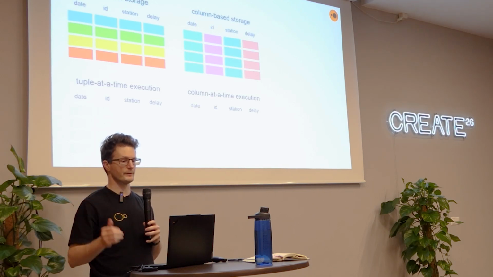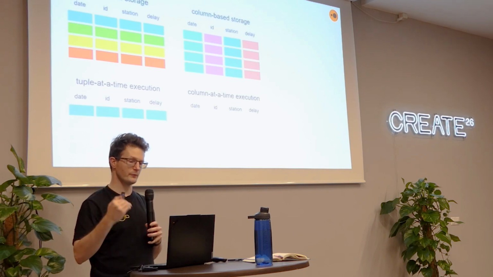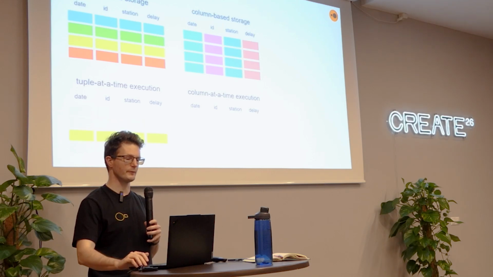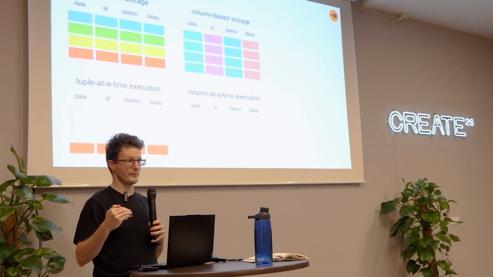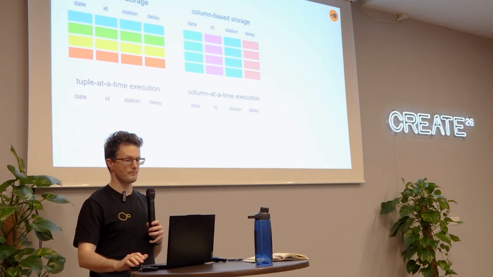Execution-wise, there is also a big difference. The two main ideas that would come to mind is to do tuple-at-a-time execution. You can read the first row, do your processing, read the second row, the third row, and the fourth. But this is difficult to parallelize, it's prone to cache misses, and it's usually not how modern CPUs like to execute code. Column-at-a-time operations, on the other hand, are great.